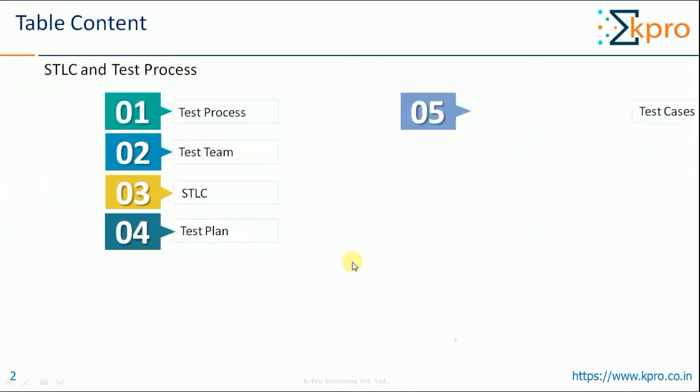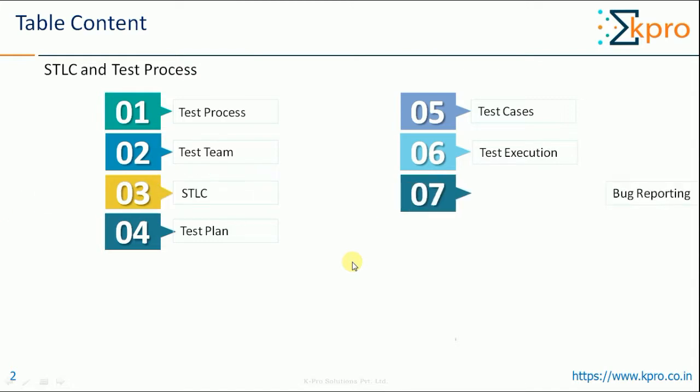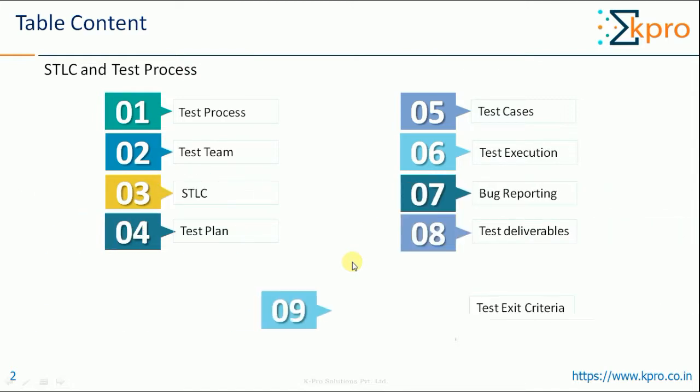The agenda for today is first we will be looking into test process and software test lifecycle. Then we will be looking into different artifacts like test plan, test cases, execution of test cases, bug lifecycle, and exit criteria for testing, etc.